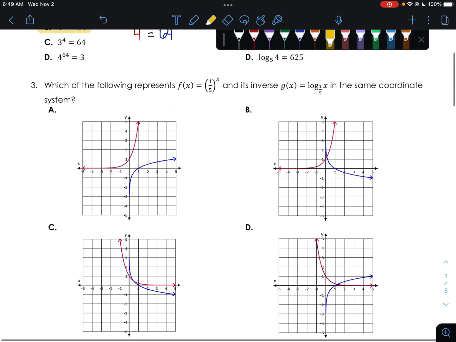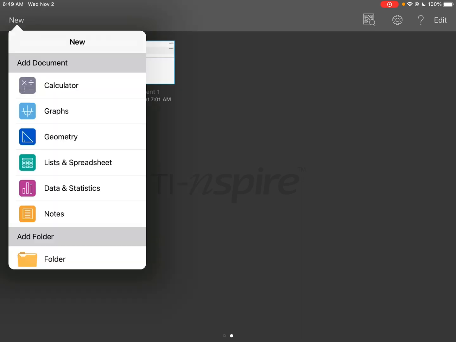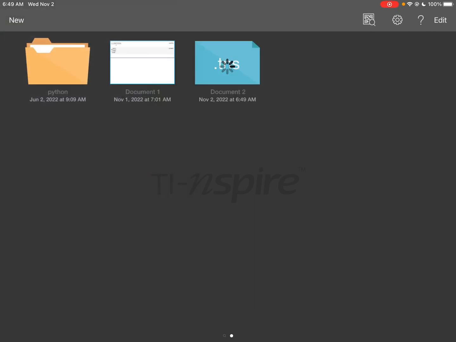Looking at the next one, which of the following represents f of x equals 1/5 to the x power, and its inverse g of x equals log base 1/5 of x on the same coordinate system? So we're going to go ahead and graph both of these. We go to our calculator, we add a new document. No, you don't want to save. We're going to add a graph.